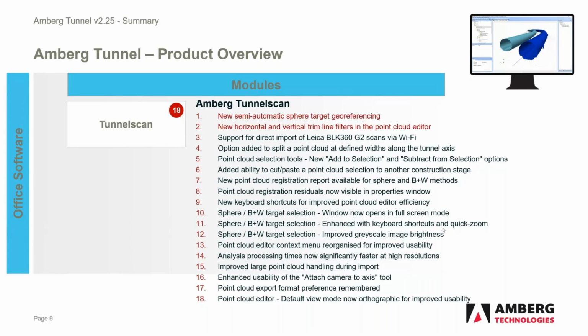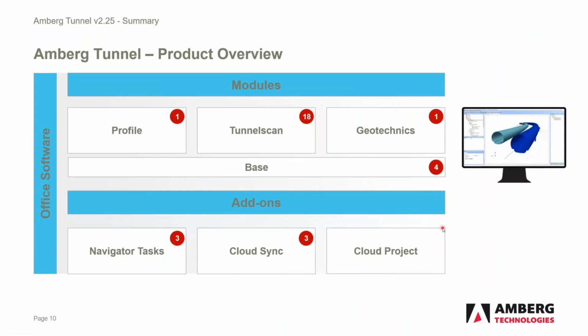We are going to focus on the first two: the semi-automatic sphere target georeferencing, and then in the point cloud editor, the trim lines, vertical and horizontal trim lines. We improved a lot, based on input we received from our customers, because cleaning a point cloud is the most tedious job to do. So we improved the point cloud editor to give you an easier way to get rid of outliers and noise. All in all, you can see we've done a lot of work on the office side.